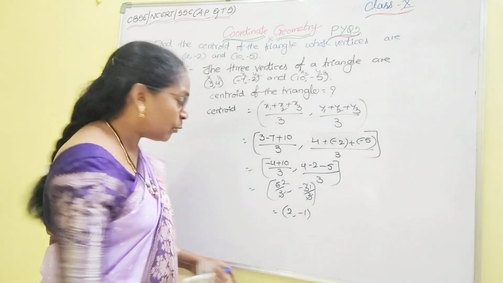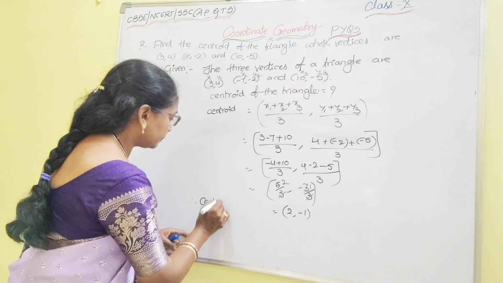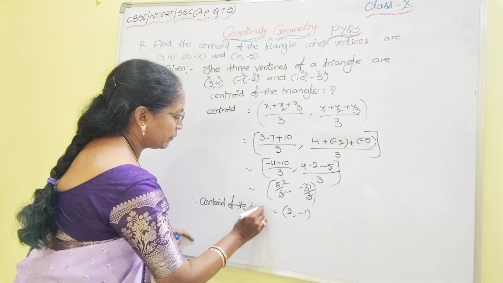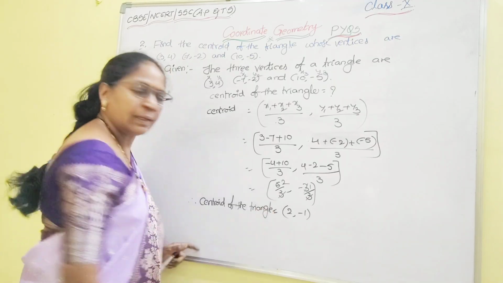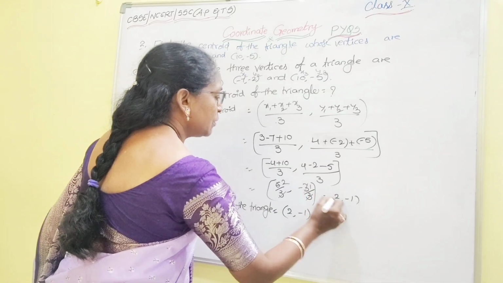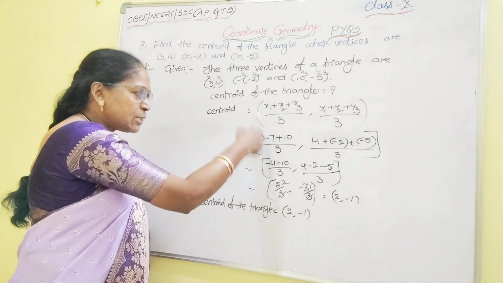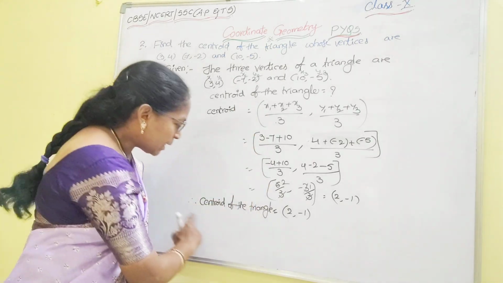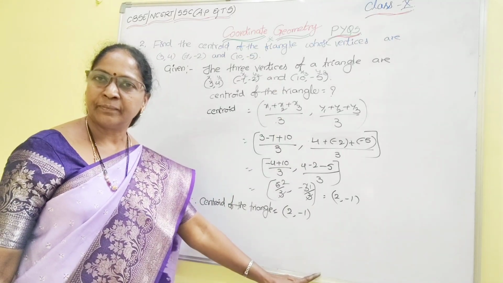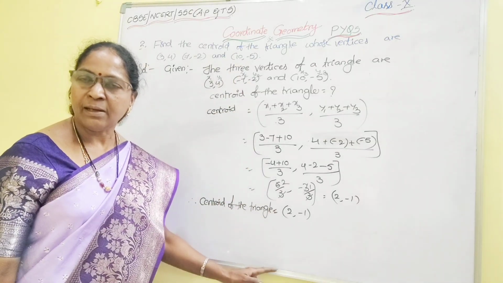Yes, we got the answer. What you have to write down? Therefore, centroid of the triangle equal to this is the final answer. Just you have to write like this only, otherwise you cannot get full marks. Given data, next formula, next substitution, simplifications, last therefore and answer. This is the way of representing. So presentation is very important. So this is the way of presenting the answer.